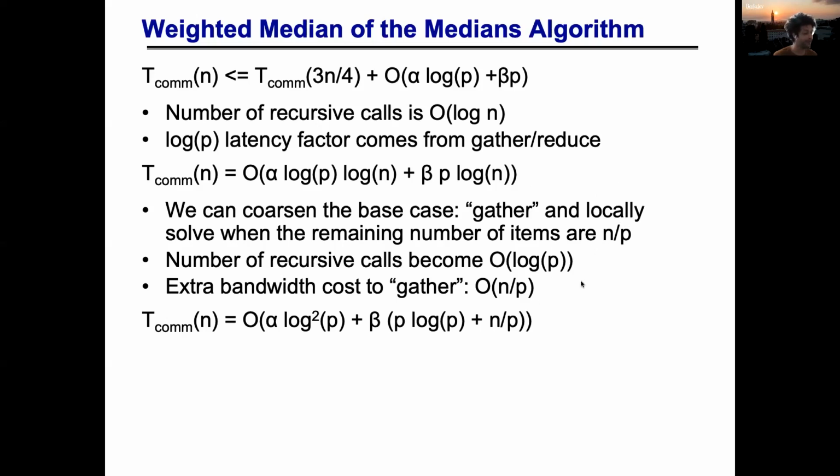I'm not claiming it's going to be better in practice. Someone needs to experiment. The number of recursive calls will go down from log n to log p, because I'm stopping early. You can do the math there. Extra bandwidth to gather is n over p, but that's a cost that I'm more or less willing to pay. That's the argument for coarsening.